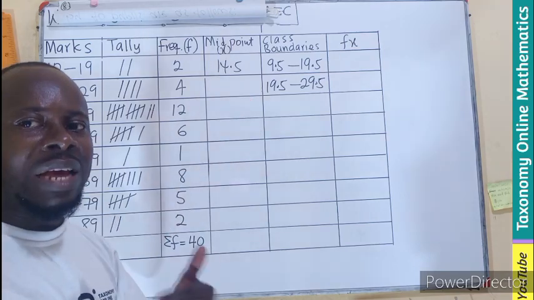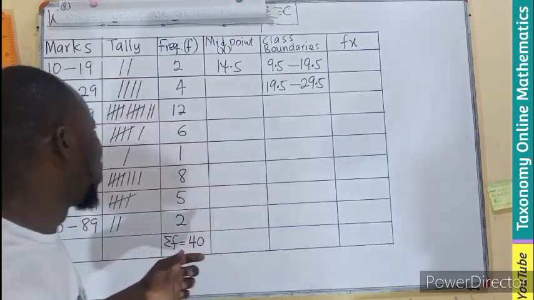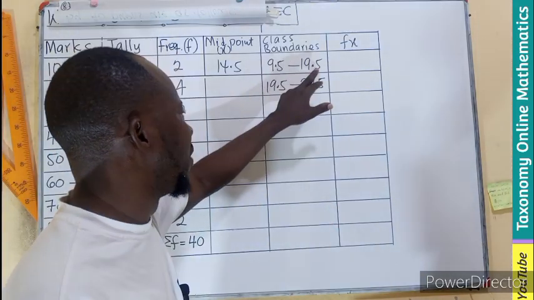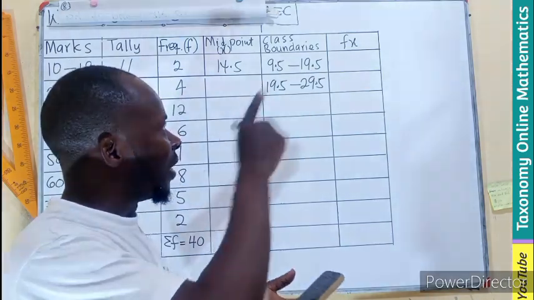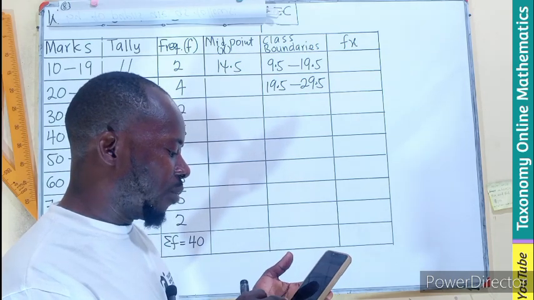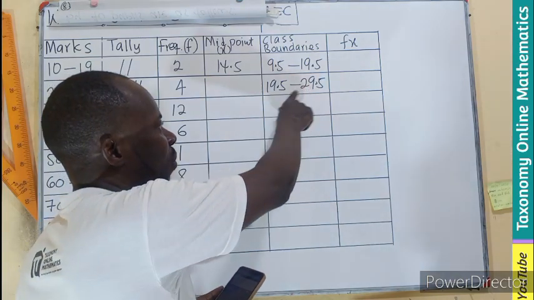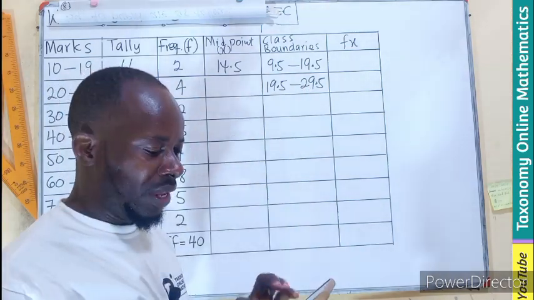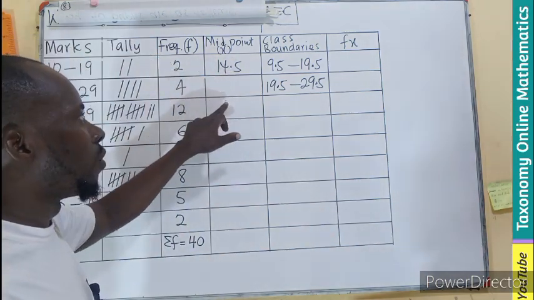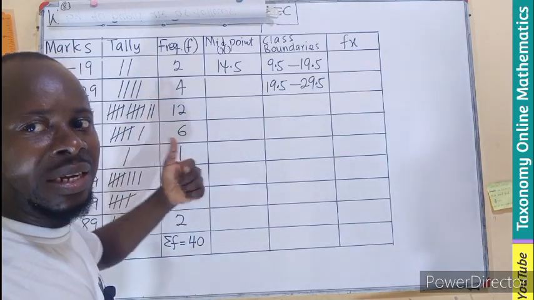Now, why am I doing this, leaving this one out? I can find what they call class size. If I know what the class size is, I can easily find my midpoint without necessarily adding all these values divided by 2. So we find the difference between 9.5, let's pick the upper side, 19.5 minus 9.5, and that will give you 10. If you find the difference between 29.5 and 19.5, it is also 10. So if the class size is 10, it means we can add 10 to all values to get the same midpoint as if we were to add the lower and the upper divided by 2.